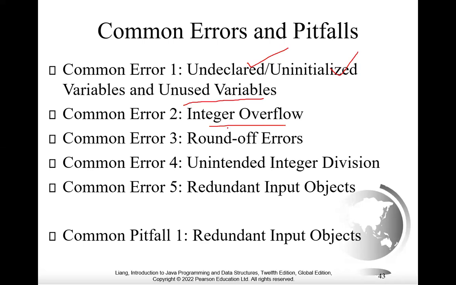Integer overflow, trying to put 1000 inside of a variable of type byte is overflow. Round-off errors, when you are trying to do casting, you are moving from a float into an integer and you are cutting off the floating point part, you lose precision. Unintended integer division, you are doing a division by integer, and you should understand that if you're having two integers dividing each other, your result is going to be an integer, so you will lose precision.